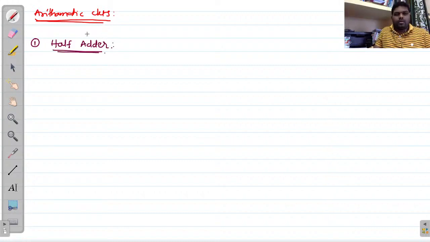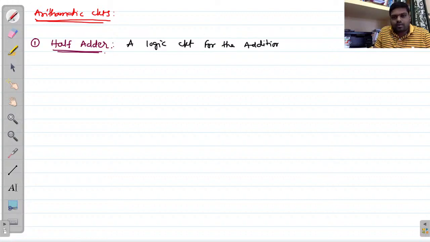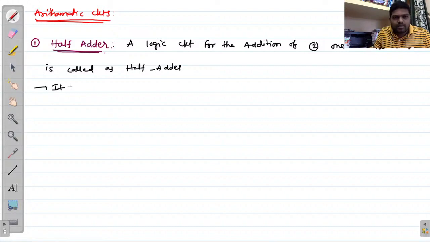Okay, now so here, a logic circuit for the addition of two 1-bit numbers is called as half adder, and it generates sum and carry.